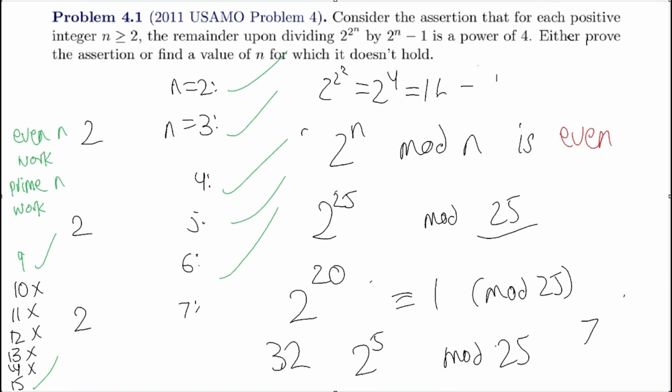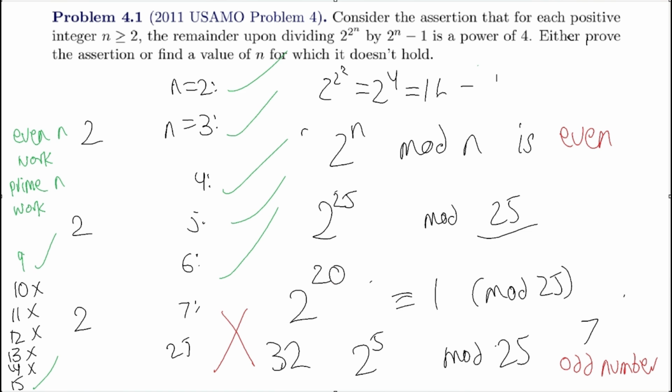And 7 is an odd number. And therefore, we have proven that n equals 25 makes the problem statement not true. Therefore, the assertion is false, and the one for which it is false is 25.